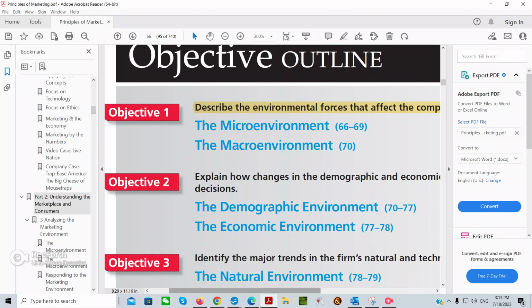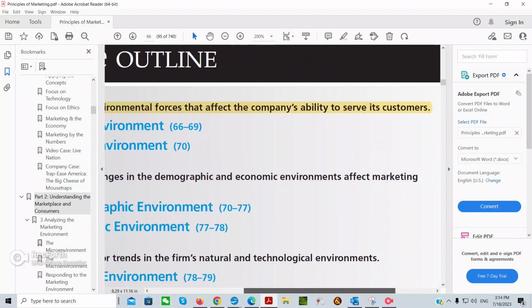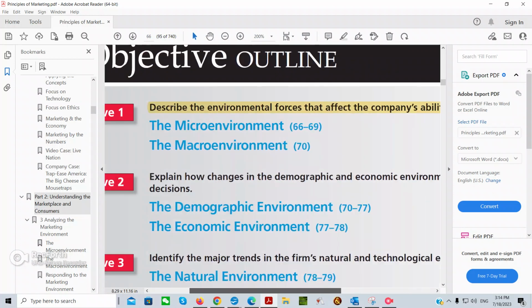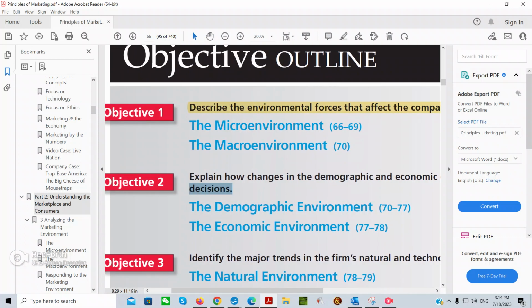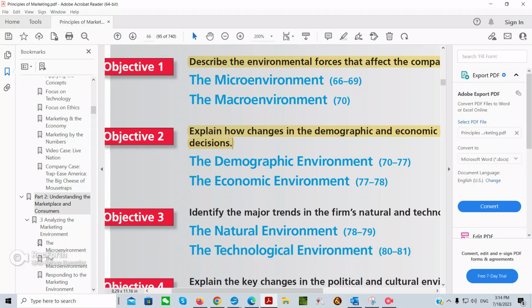Now, let's talk about the second objective. Our goal is to explain how changes in the demographic and economic environments affect marketing decisions. Effectively, all 5 of those, all the ones that I mentioned, are objectives. Now, what we want to do is look at the demographic environment. We want to look at the economic environment. Remember, the demographic refers to the types of people and their habits. Okay? Economic environment refers to how resources are managed in society.